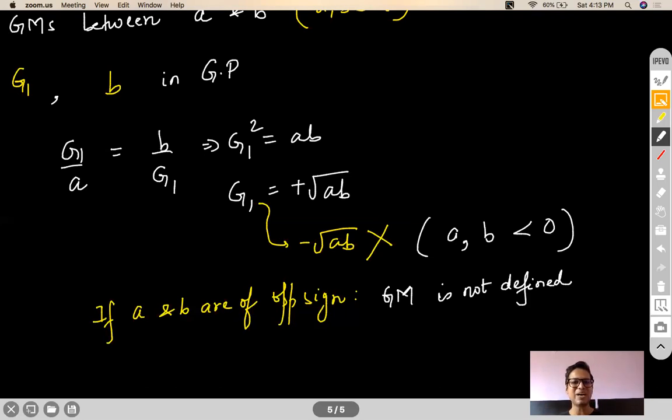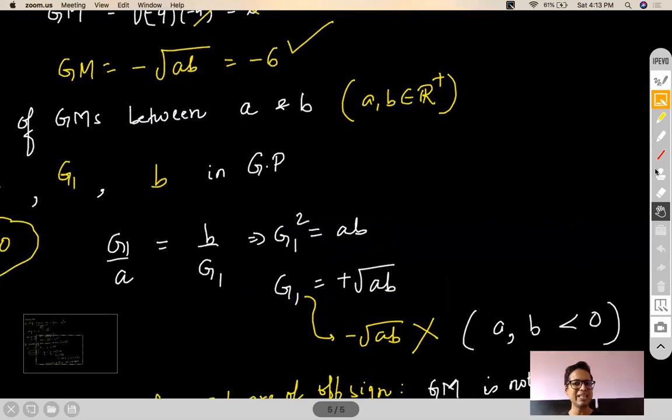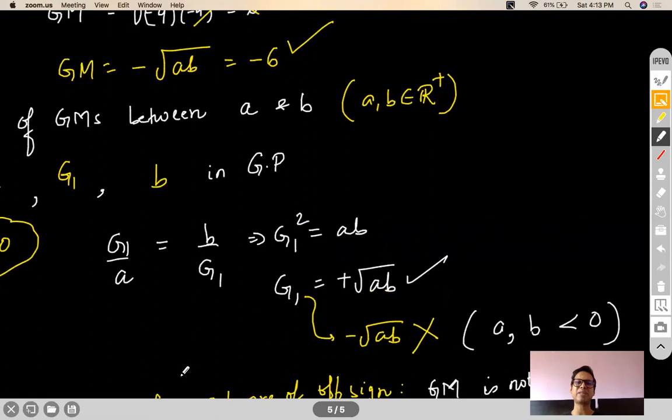That is why we say for quantities when A and B are of opposite sign, the geometric mean is not defined. If A and B are both negative, the geometric mean is minus under root AB. If A and B are positive, then the geometric mean will be plus under root AB. Since I've already claimed in my discussion that A and B would be positive, I'll be only accepting this result, and not the others. Make sense?